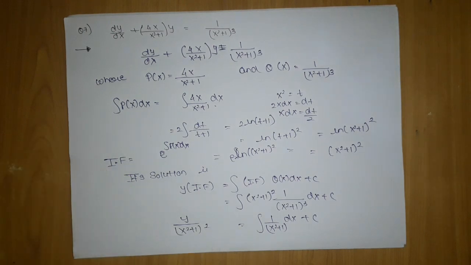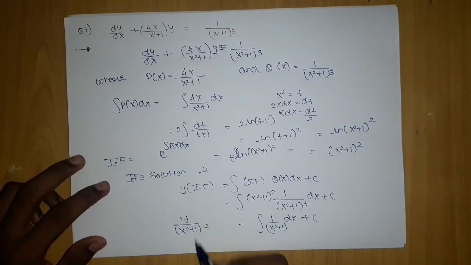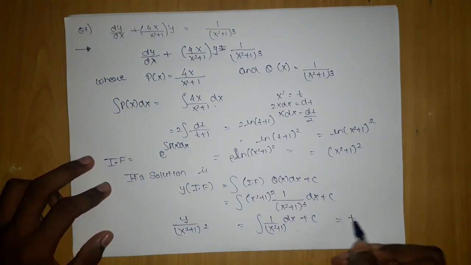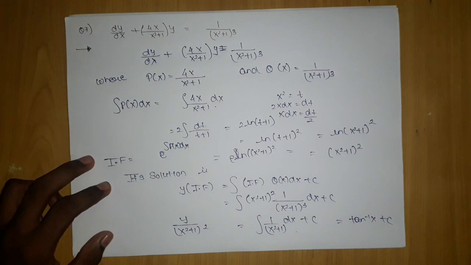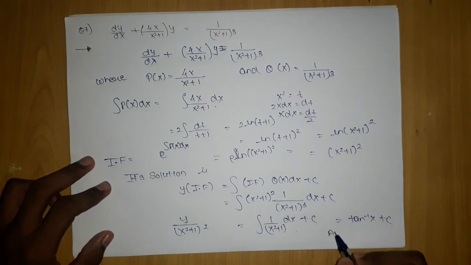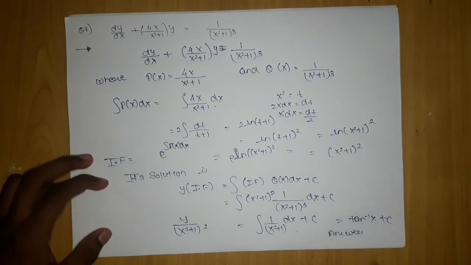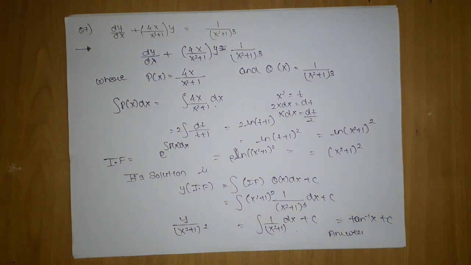Now integration of 1 upon x square plus 1 is what? It is tan inverse x. So if you do that, tan inverse x plus c is what you are getting. So this is our answer. Okay, hope you have understand each and every step. Now we are going to move on to the next problem.